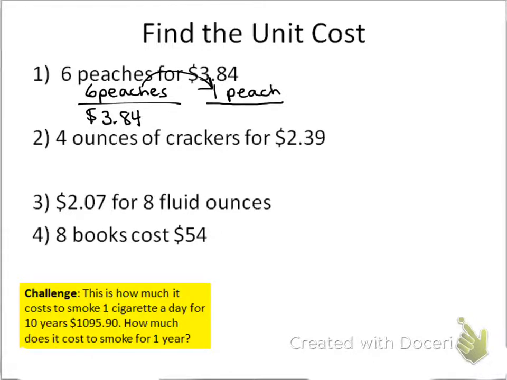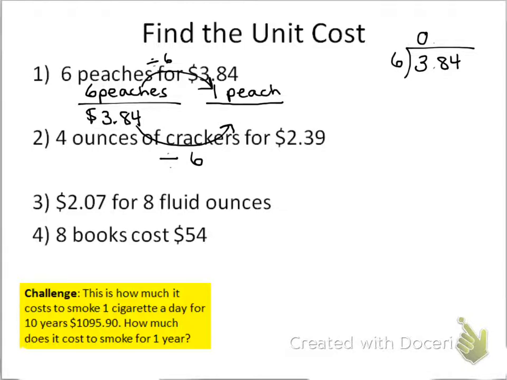To go from 6 to 1, it's getting smaller, so I'm going to divide by 6, because 6 divided by 6 gives us 1. Okay, we're going to do the same thing that we did to the numerator to the denominator. So I'm going to divide $3.84 by 6. We have a decimal here, so I'm going to bring it up right away so we don't forget about it later. Can 6 go into 3? No, so I put a 0 up top.